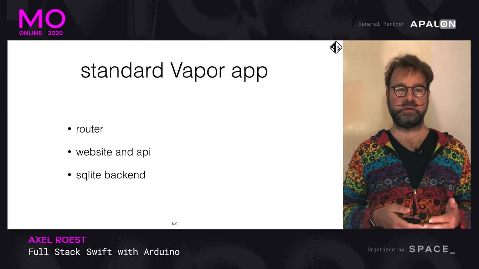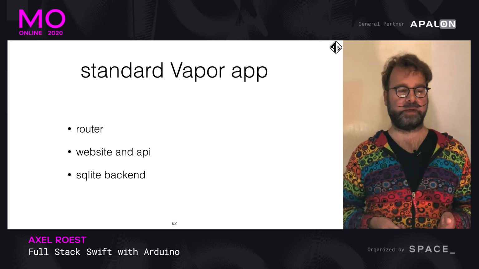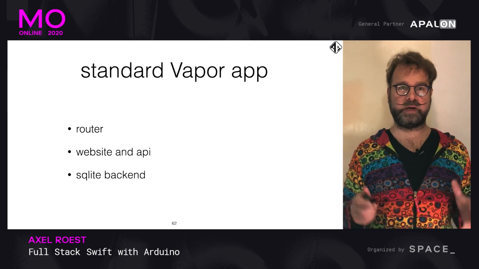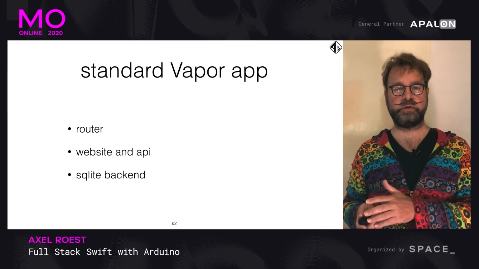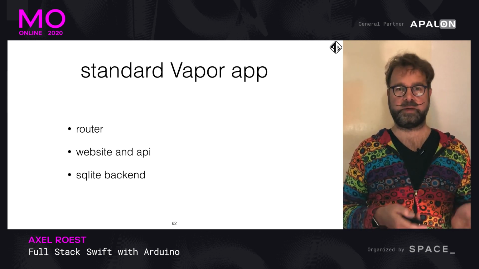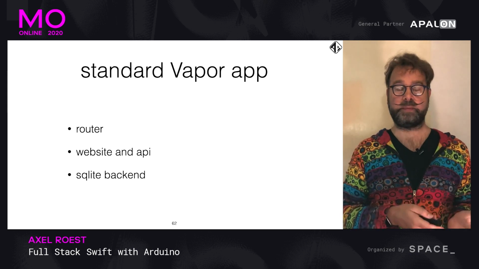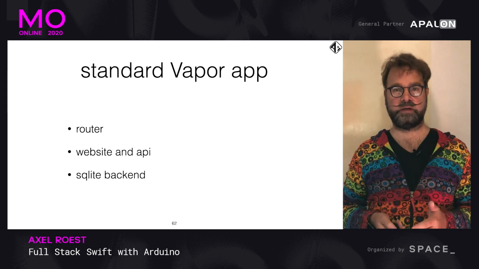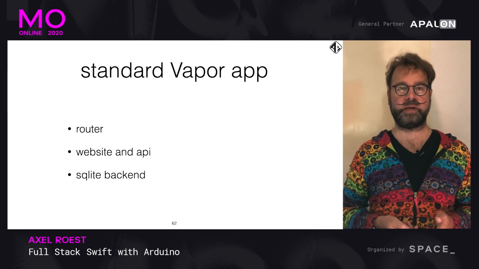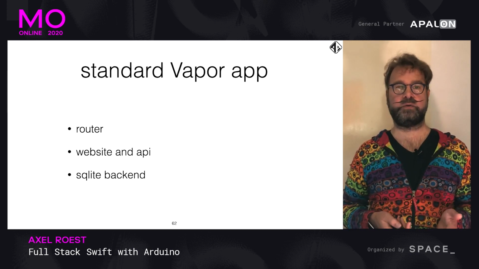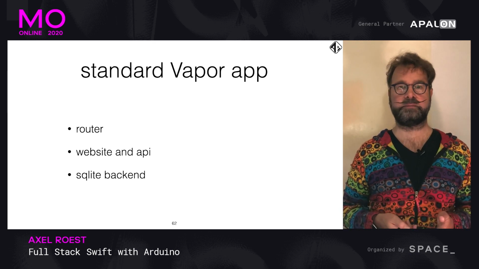We're going to create a standard Vapor app. A standard Vapor app has a router which connects the endpoints, the REST endpoints, to functions in your application. And we need a website, and we need an API for the data for the mobile phone app. And it all connects to the SQLite backend, because we already have an SQLite database, so we can use the same database.